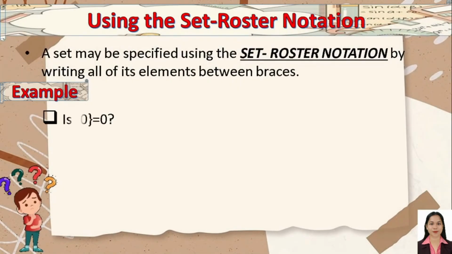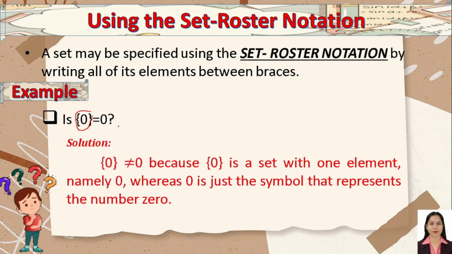Next. Is {0} equal to 0? So the set that has an element of 0, is it equal to 0? Are they equal? Okay. So for this one, this is not equal because itong ganitong bracket, meron siyang bracket, then we have the element 0, it is a set with one element. Whereas, yung 0 dito is just the symbol that represents the number 0. Kumbaga 0 siya. Ibig sabihin, they are not equal.